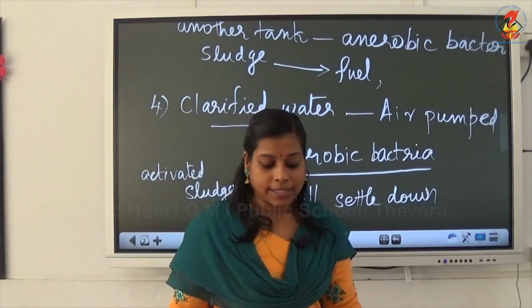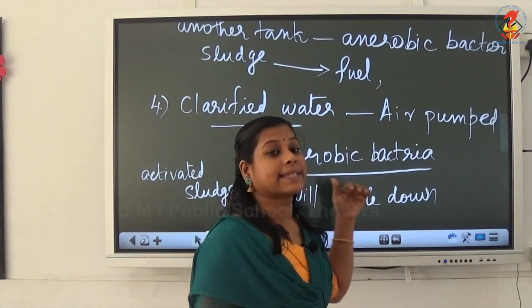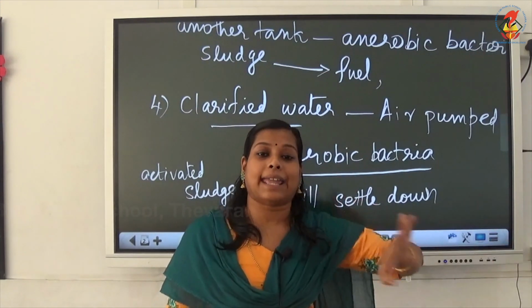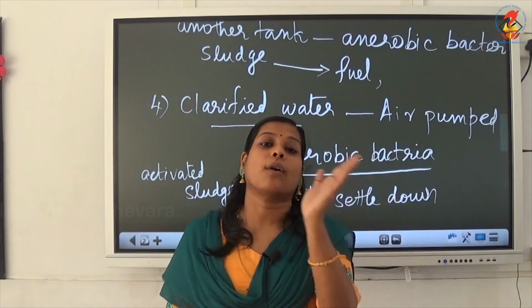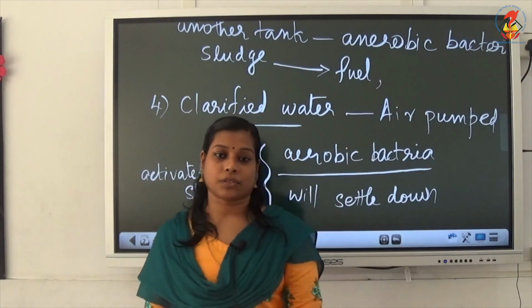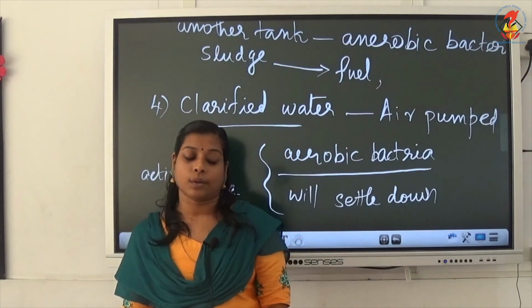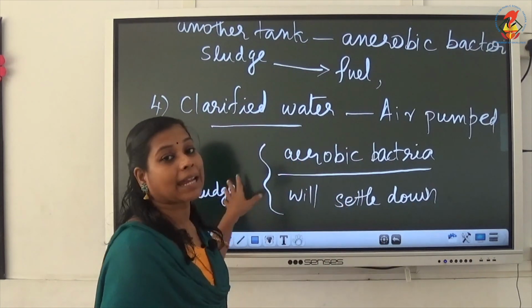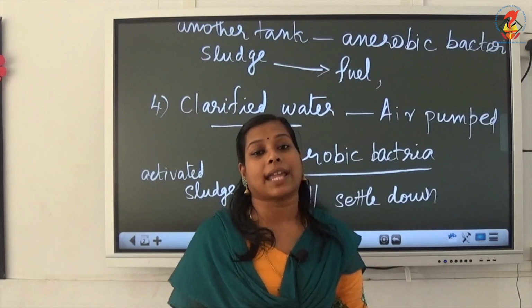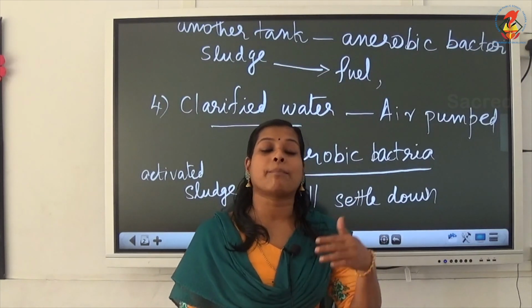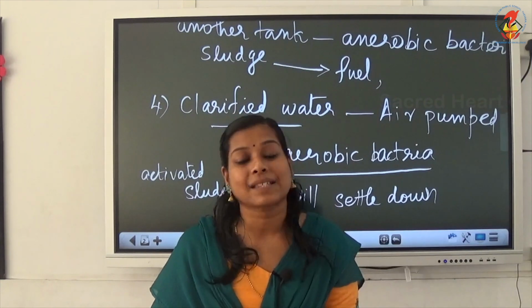Okay, so this aerobic bacteria will be settling down and we can remove that layer there, and only clear water we can take into the next stage. Okay, so water is then removed from the top and activated sludge we can dry it and we can use it as a manure to bring back that nutrients to the soil.